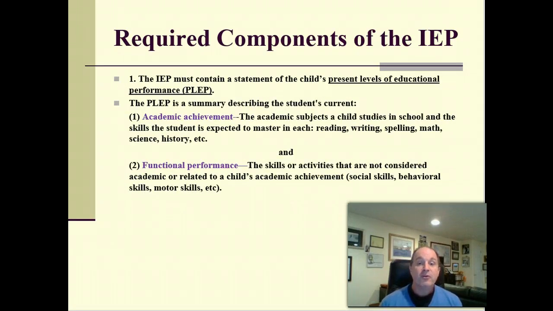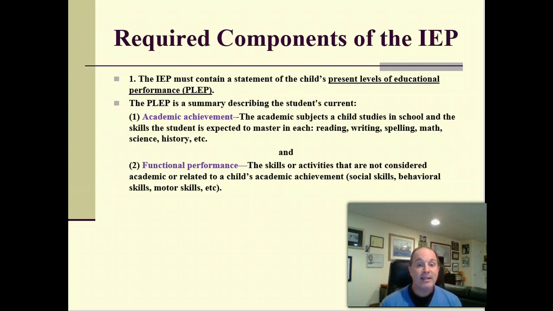Now first, the first required component of an IEP is that the IEP must contain a statement of the child's present levels of educational performance, also known as a PLEP. All right. So when you hear school districts or administrators talking about the PLEP, we're talking about the child's present levels of educational performance. And the PLEP is a summary describing the student's academic achievement and functional performance. It's really how is the child presently performing in school, looking at academic achievement and functional performance.